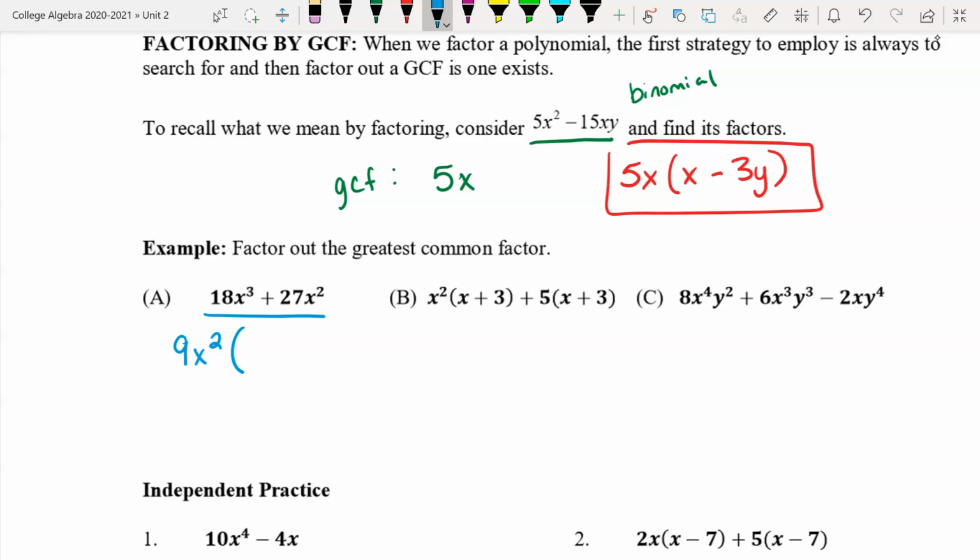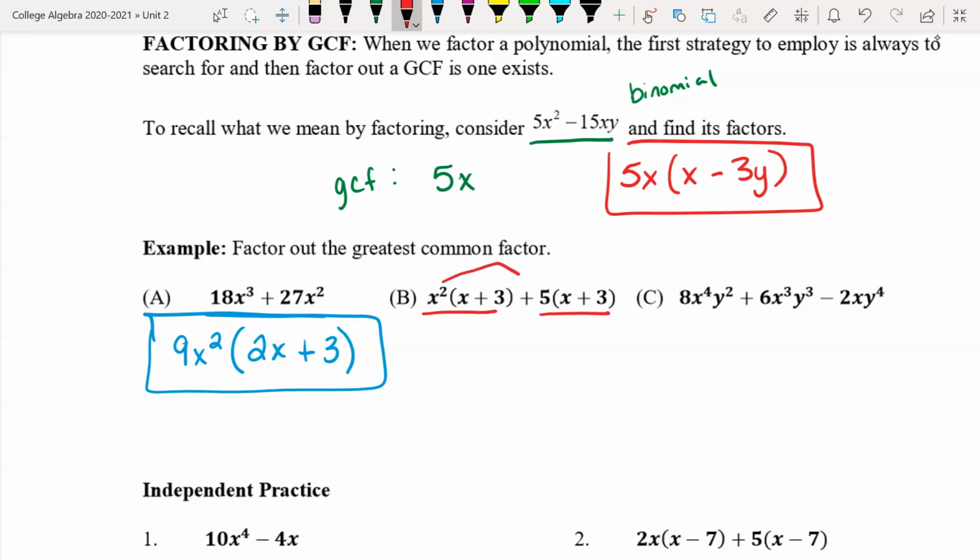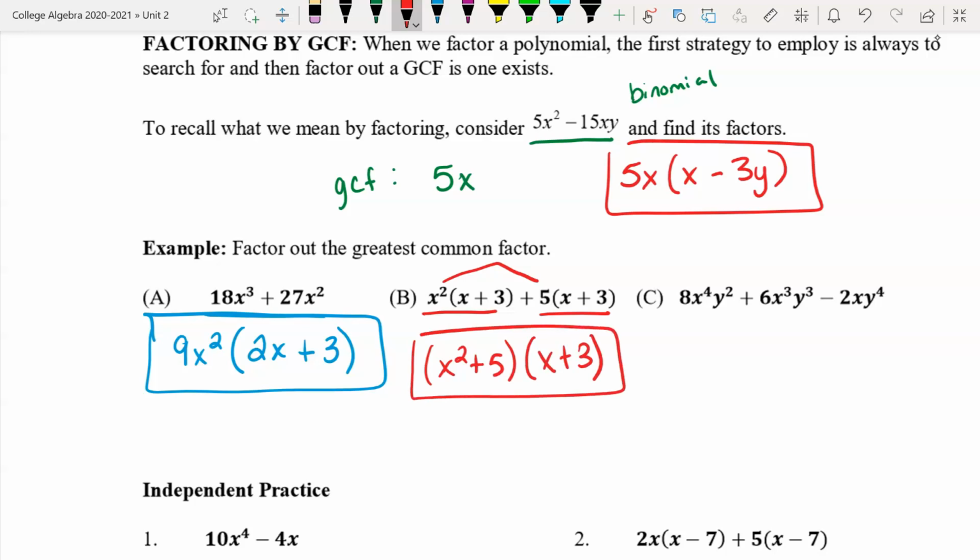But this one has x cubed plus x squared, so I'm going to take out x squared. So I need to multiply this by 2x to get it back to 18x cubed, and 9x squared times +3 to get 27x squared. So that's factoring the GCF. If you see something like this, the GCF is already factored. I'm just going to write these two together, x squared plus 5, and multiply it by x plus 3, what they have in common. That's it.